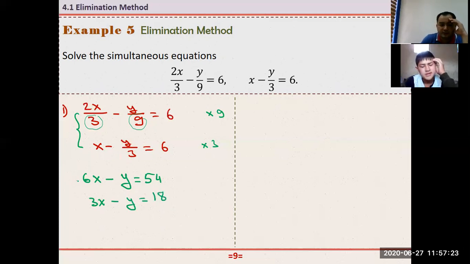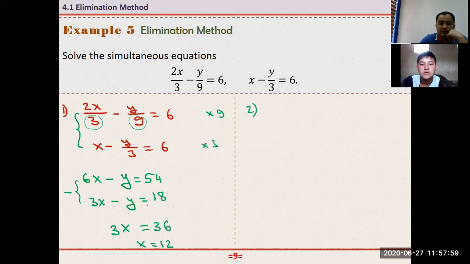Right? 18. So now, luckily, we have the same coefficients for y. So we have to subtract because they have the same signs. Subtract 6x minus 3x, that is 3x. 54 minus 18, how much will it be? 36. So what is x? x is 12. Very good.